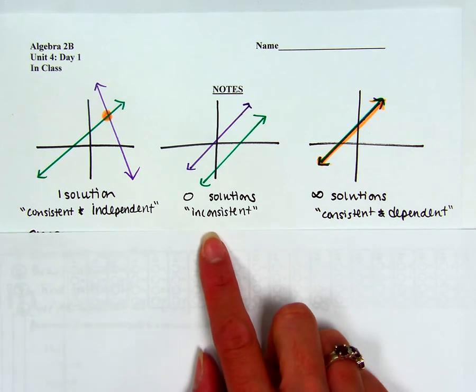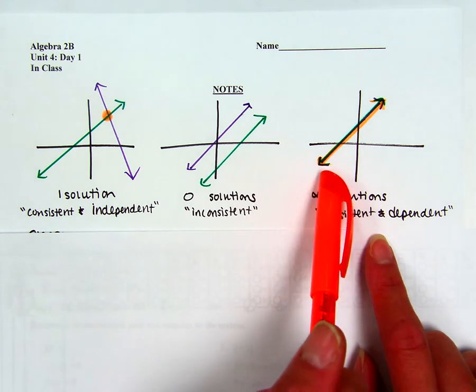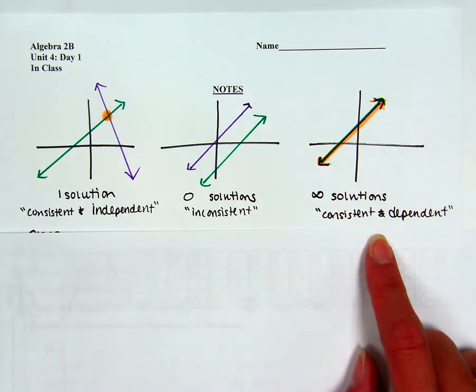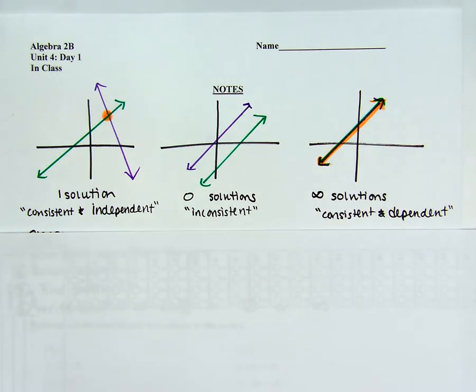This is where you have two parallel lines. They have the same slope but different y-intercepts, and there are no solutions because there are no intersection points. It's called inconsistent. And then this is where you have two lines. There's a purple line and a green line on top of each other, and we have all solutions that occur on that line. So there are infinitely many solutions, and that's consistent and dependent.